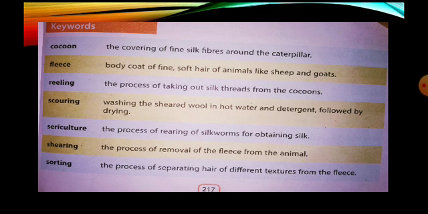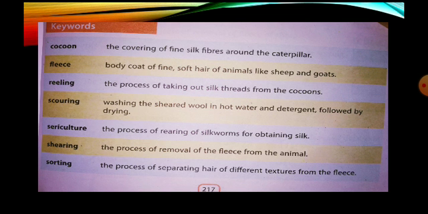What is sericulture? It is the rearing and management of silk moth to get silk from them, and it is called sericulture. What is shearing? The process of removal of fleece from the body of sheep, goat, camel, etc. The process of removal of the fleece from the body of animals is called shearing. And these days shearing is being done by big razors or machines.